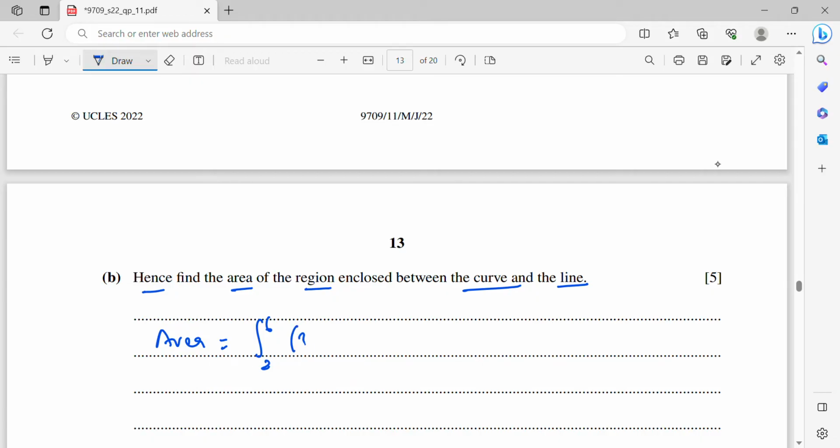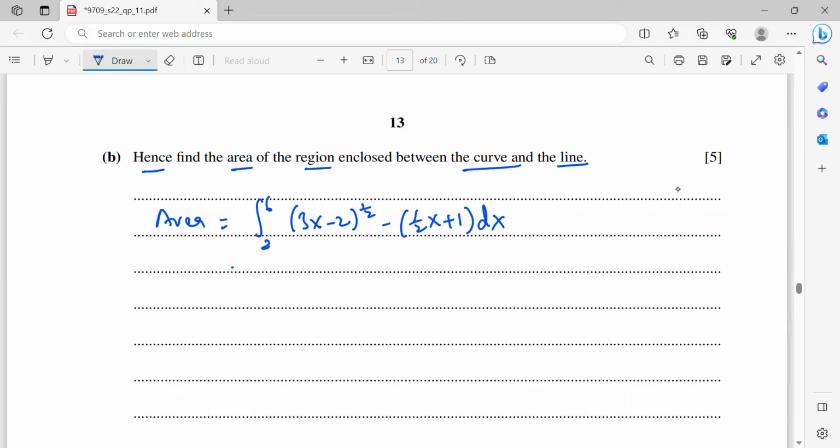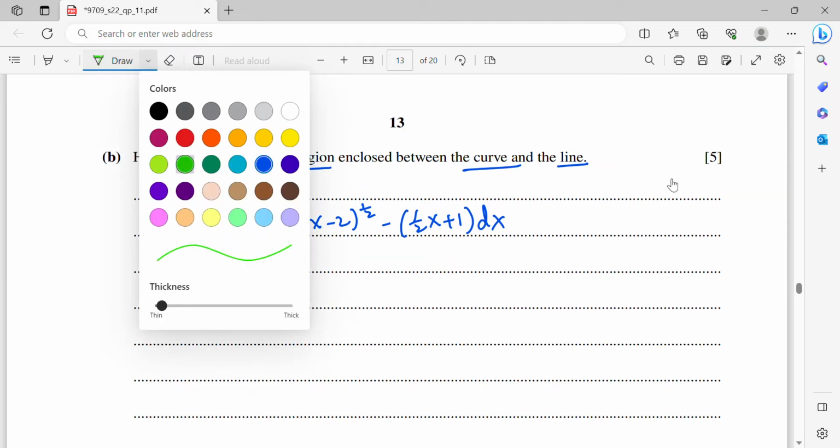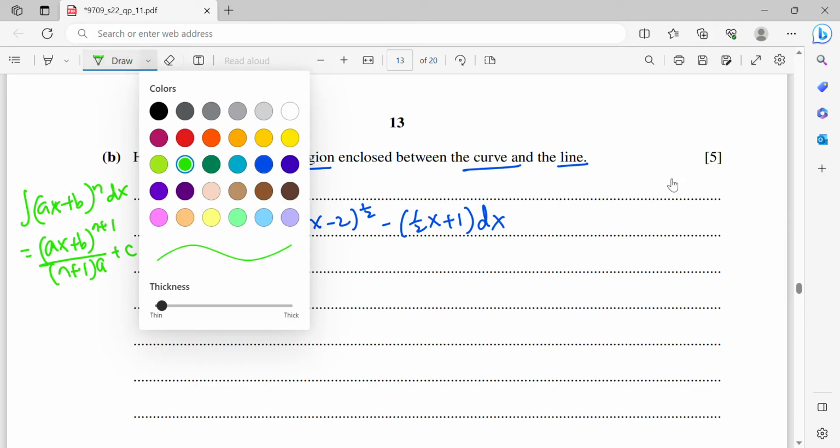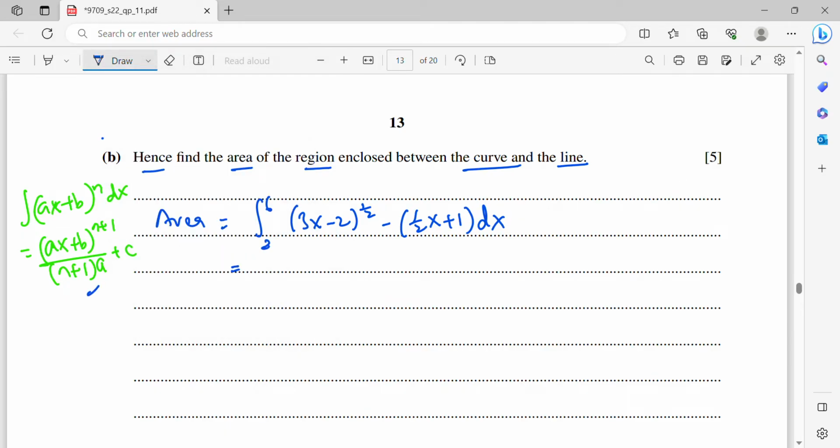So the curve is 3x minus 2 to the power of half. The straight line is half x plus 1. Then now we need to integrate directly. So when you need to do the integration, so integrate ax plus b to the power of n dx, whereby the n is not minus 1, then it will be ax plus b to the power of n plus 1 over n plus 1, and differentiate ax plus b is a, then plus c.